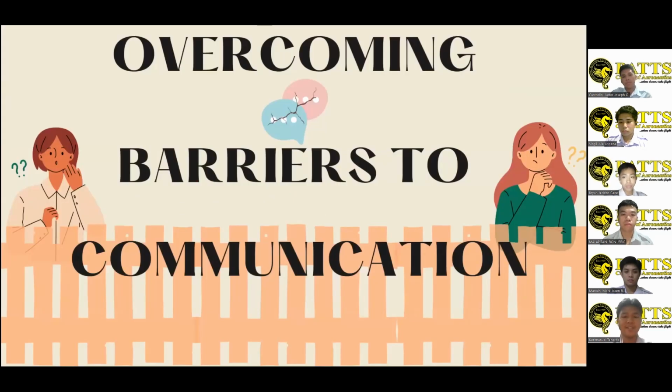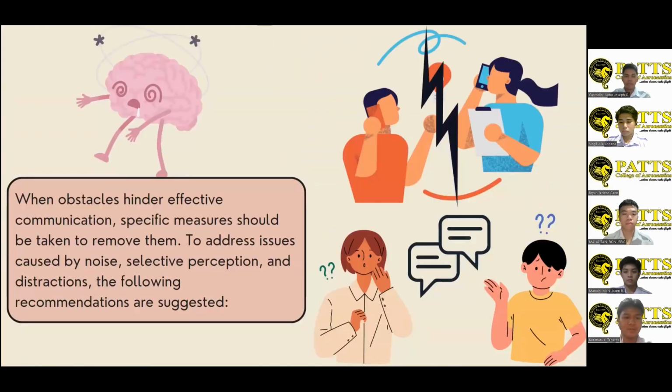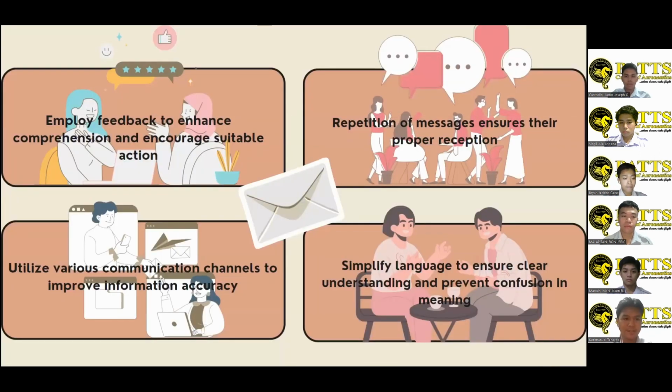So how do we overcome these barriers in communication? When obstacles hinder effective communication, specific measures should be taken to remove them. To address issues caused by noise, selective perception, and distractions, the following recommendations are suggested. First, employ feedback to enhance comprehension and encourage suitable action. Whenever you're talking to someone and something is unclear, it is best to say that you don't properly understand it so that you can further have it explained.